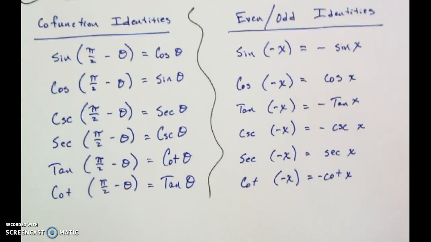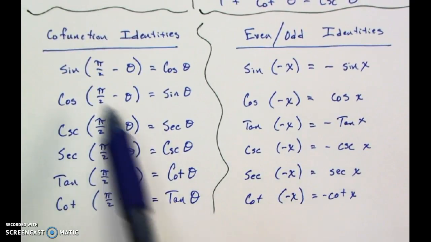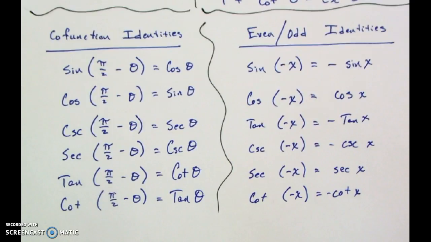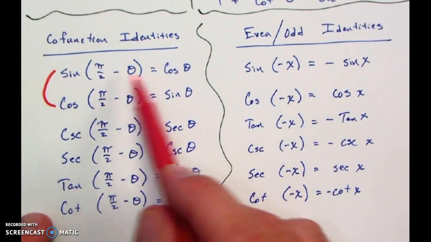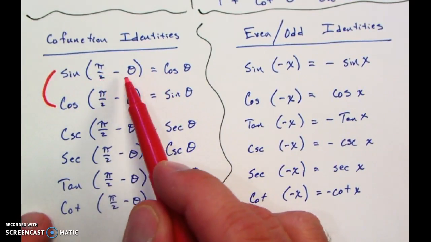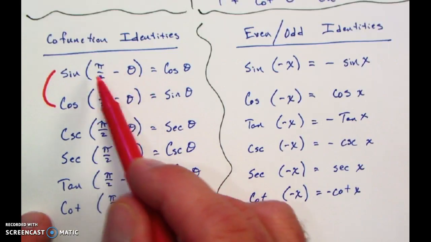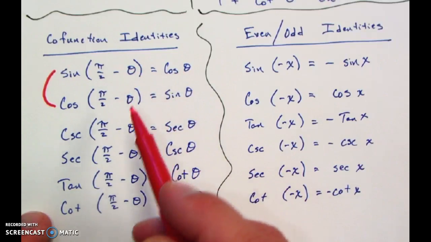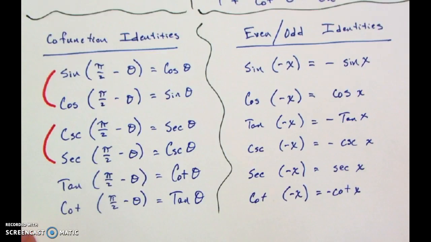We also have these cofunction identities. Sine and cosine are considered cofunctions. And what these identities are really saying about these cofunctions is that the complementary angles, which is 90 minus whatever our angle is, if I look at the sine of an angle and the cosine of its complement, they are equal to each other. Then we have cosecant and secant, which are considered cofunctions, and then tangent and cotangent.